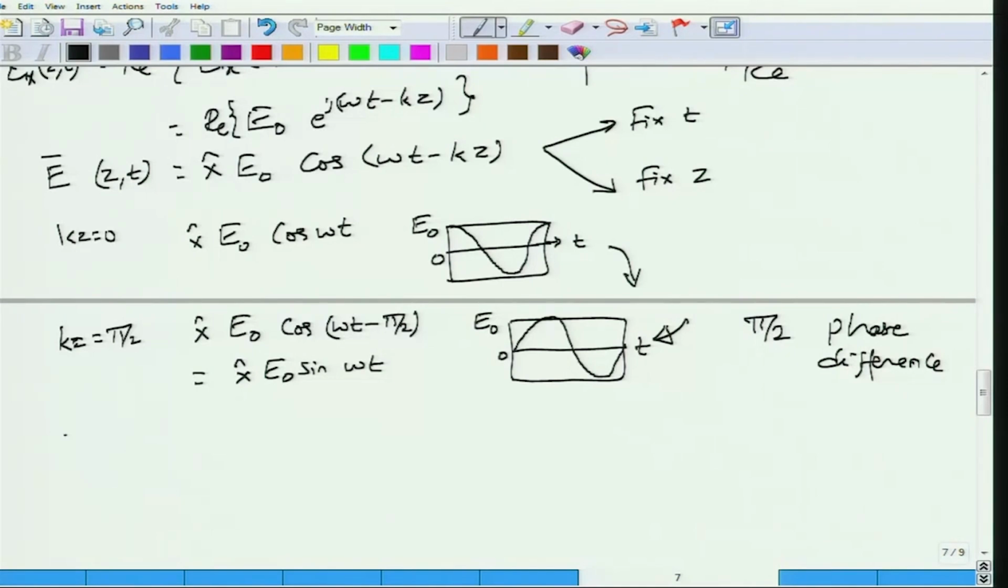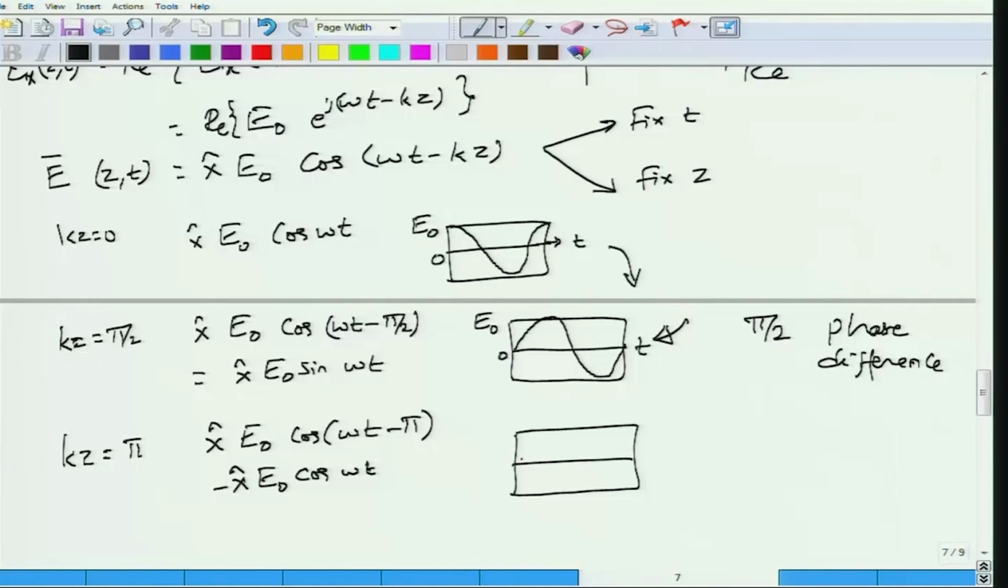This wave at kz equal to pi by 2 is actually lagging the first wave by pi by 2. Similarly, when you try kz equal to pi, what you get is x hat E0 cos of omega t minus pi, and this is cos omega t cos pi, the sine term will anyway be 0. So this would be minus x hat E0 cos omega t. The oscilloscope display will show a wave that would look like this, correct, with an amplitude initially at t equal to 0 of minus E0. So you can see that if you put a point of reference, some small object over here, this small object is appearing at different times. You don't have to do this with respect to time. You could actually fix time.